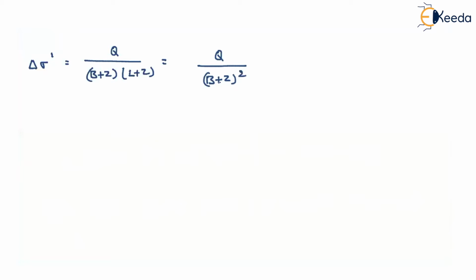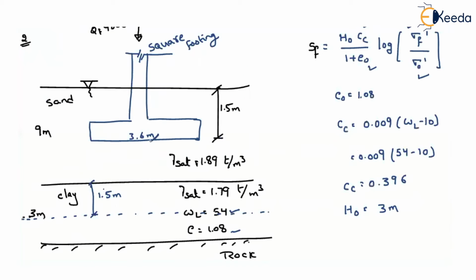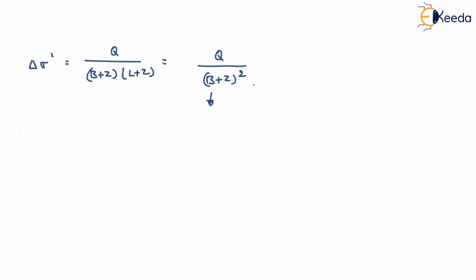Right? So what about the width here? Your width is nothing but the width of the footing. What is the width of the footing mentioned in the given question? 3.6 meter. So in this case, the width is mentioned as 3.6 meter.